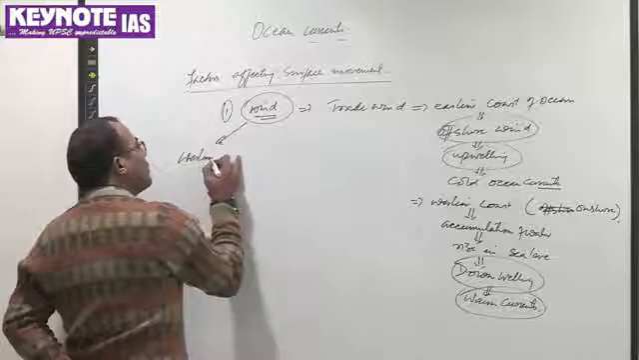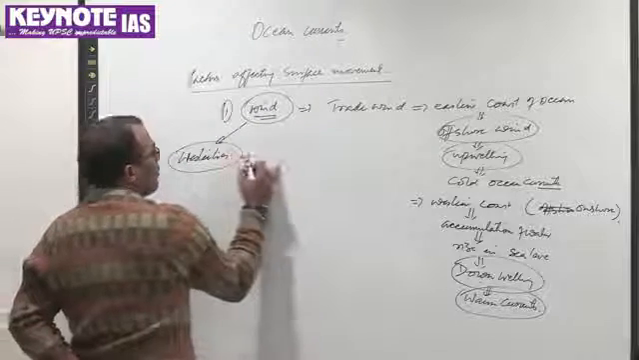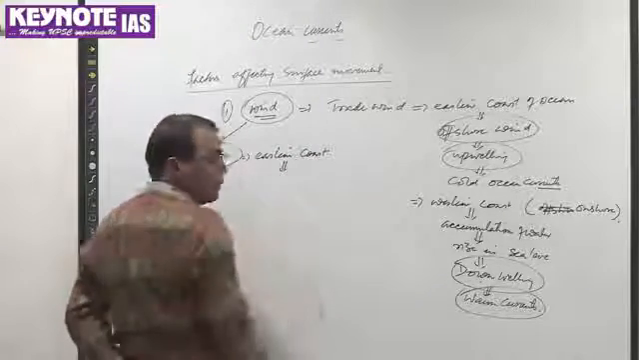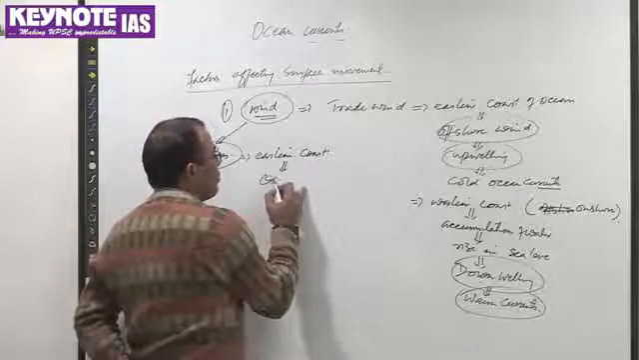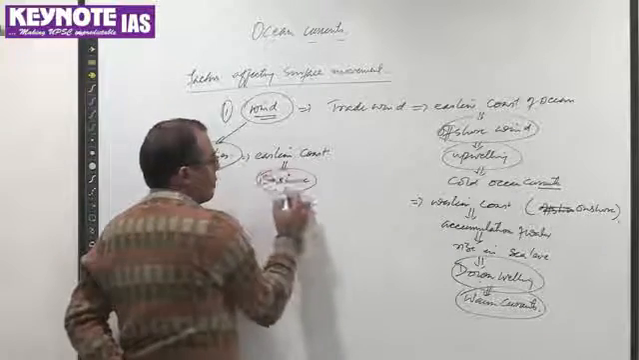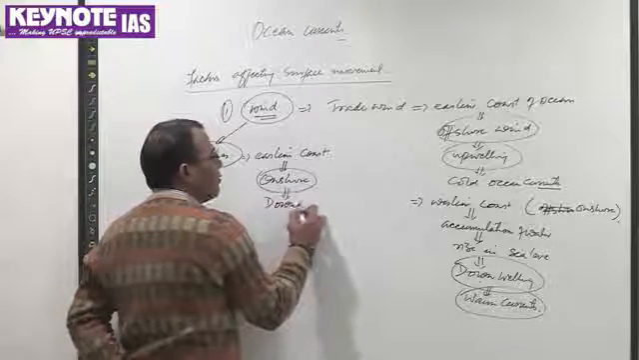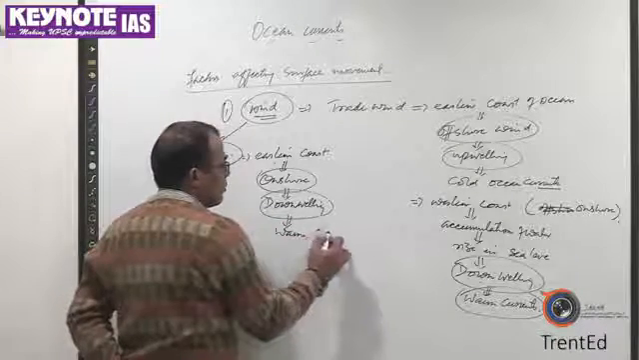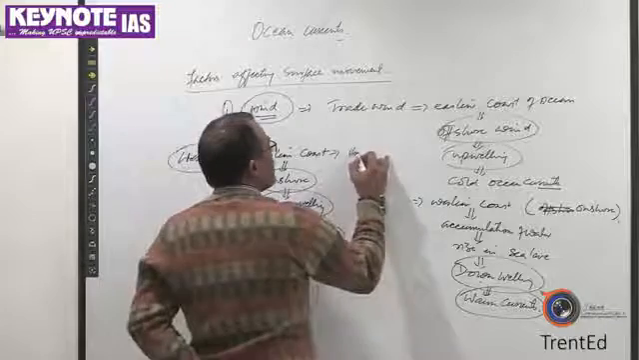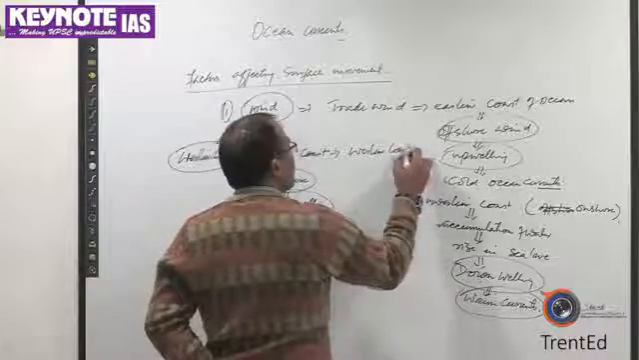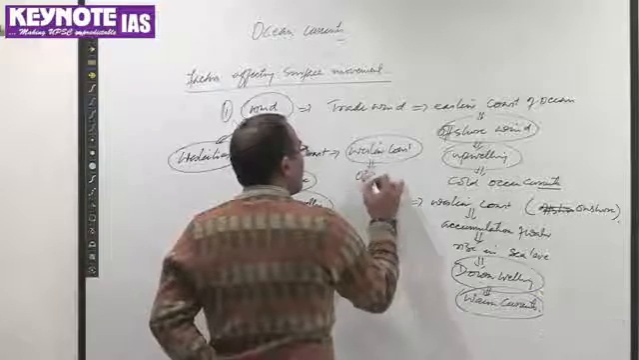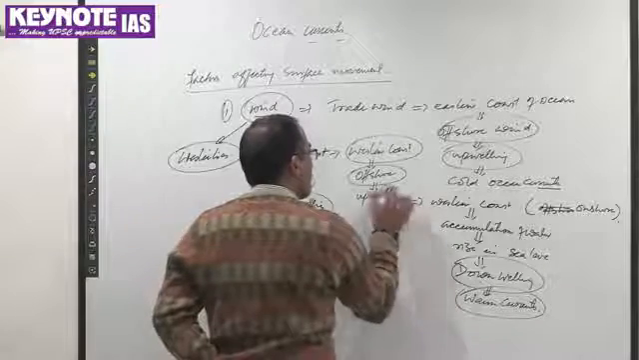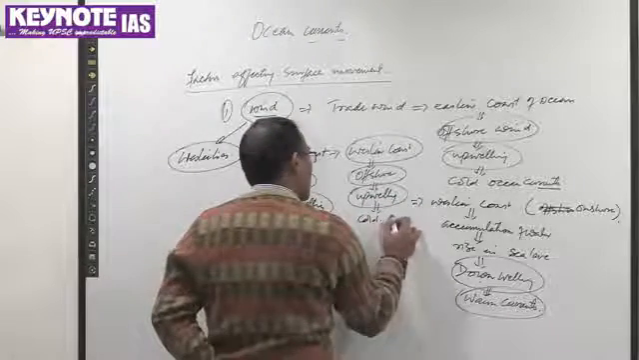Wind in the westerlies belt, eastern coast of the ocean, will be onshore. Exactly opposite. Downwelling, warm ocean current. Western coast of the ocean, offshore, upwelling, cold ocean current.